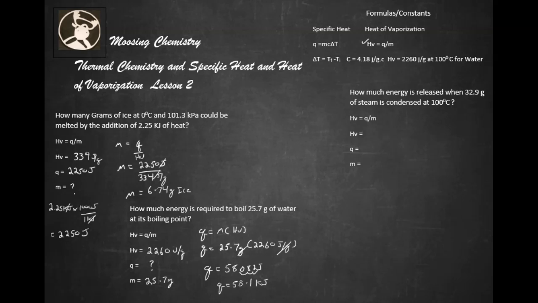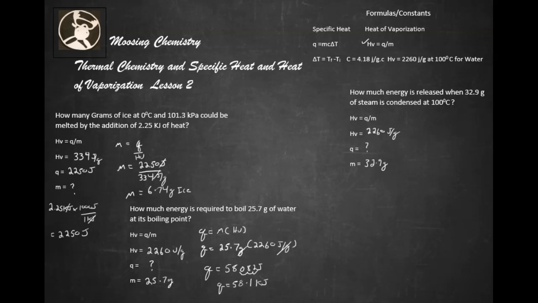So that's that problem. All right, we got one more problem. How much energy is released when 32.9 grams of steam is condensed at 100 degrees Celsius? Okay, what do we know? Well, we know the boiling point of water is the same thing as steam, so our HV value, of course, is going to be 2260 joules over grams. We're looking for energy, that's our Q value, and we have 32.9 grams for our mass.